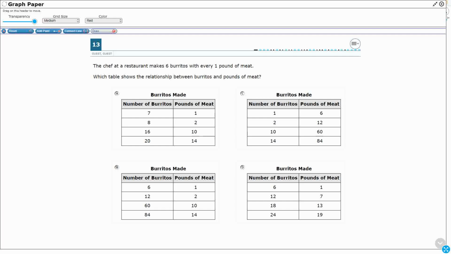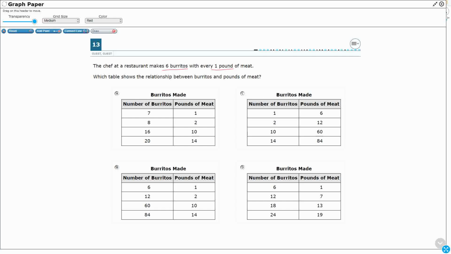All right, so we have a chef at a restaurant. He makes 6 burritos every 1 pound of meat. So which table shows the relationship between the burritos and the pounds of meat? Well, how can we represent that? Let's draw a picture first.